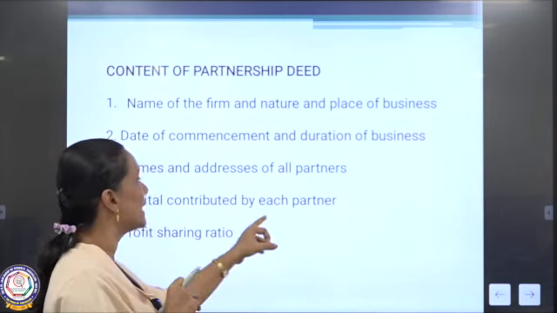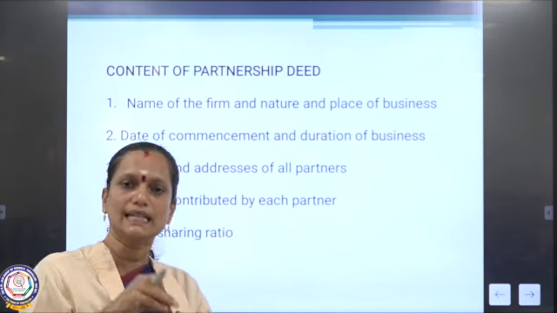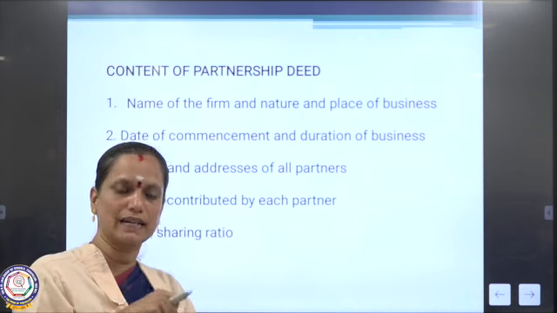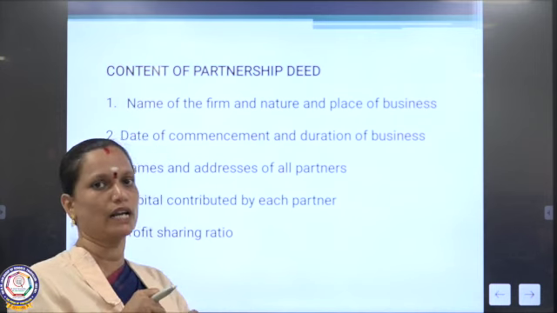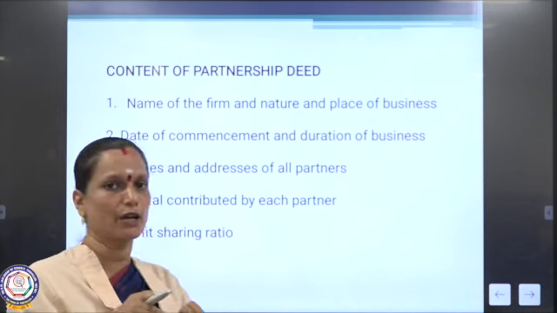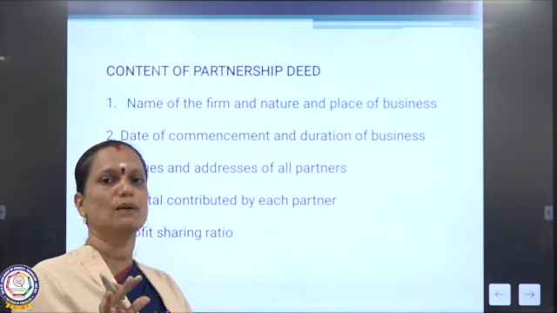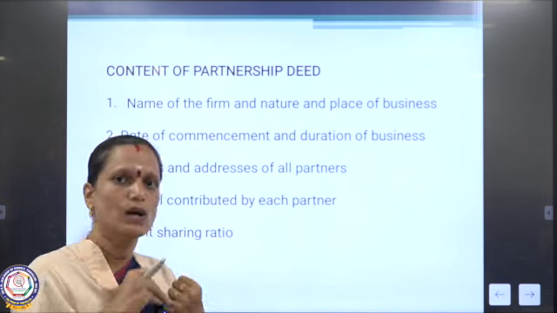Capital contributed by each partner. So, how much amount each partner is going to contribute. For example, one partner is contributing 10 lakhs, another partner is contributing 5 lakhs, or another partner is contributing 2 lakhs. It depends upon the partner, but anyhow you have to write that.